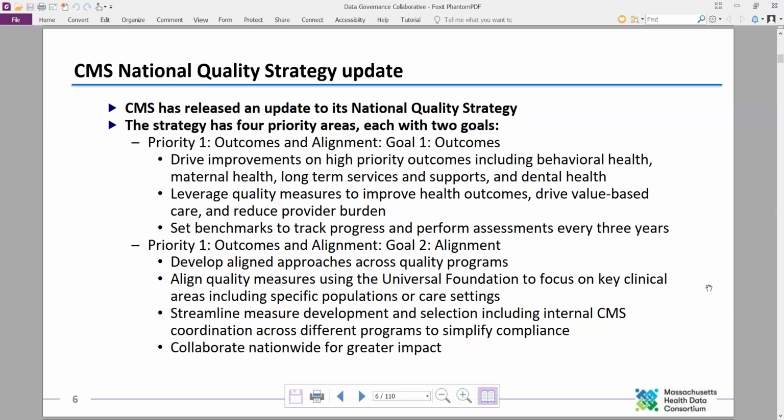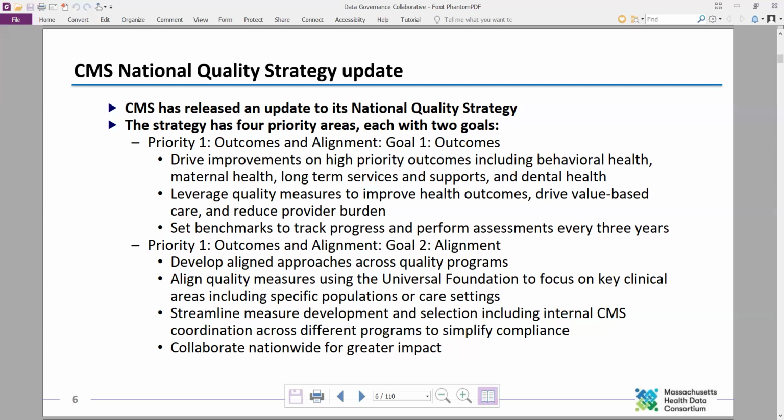All right, so under alignment, we sort of led into this with the last set of comments, but they've been talking about this for a while. I haven't necessarily seen a lot of direct action yet, but hopefully soon. They're looking to align the measures across different quality programs. And they're also looking to use what they call the Universal Foundation to focus on key clinical areas, including specific populations or care settings.